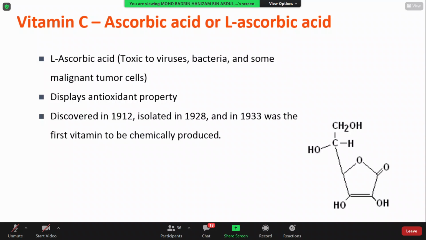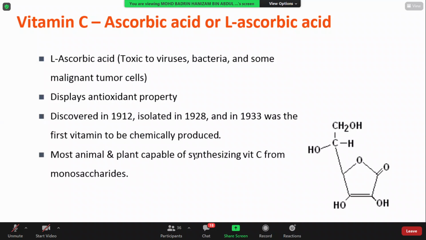This vitamin C was first discovered in 1912, but it was not until about 15, 17 years later, 16 years later, that this vitamin was isolated in its pure form. And in 1933 it was the first vitamin to be chemically produced. You can see why this vitamin C is very important. About 100 years ago, vitamin C was already considered the most important vitamin. So that's why this is the first vitamin to be chemically produced.